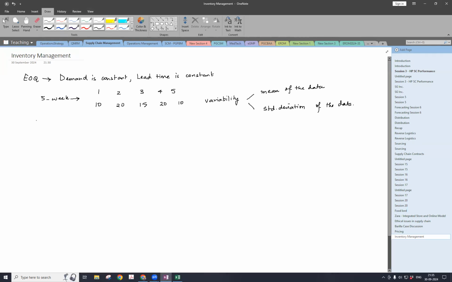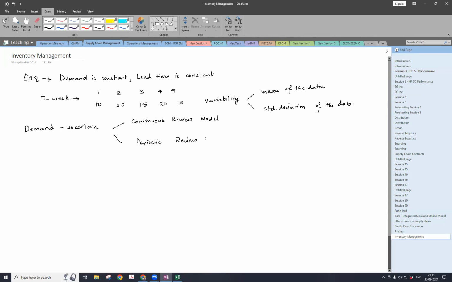Now, if you remember what we had discussed in operations management, whenever the demand is uncertain, and when we say uncertain, it is the same thing as not constant or variable, we generally look at two types of inventory management models. One is what we call the continuous review model, and the other one is what we call the periodic review model.